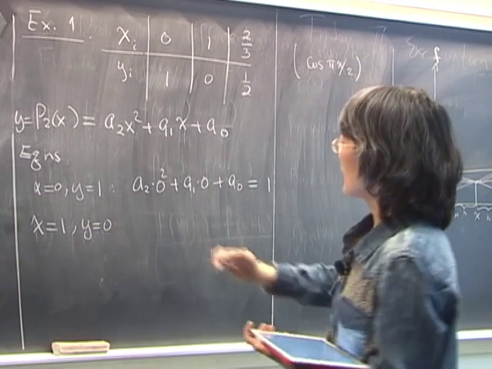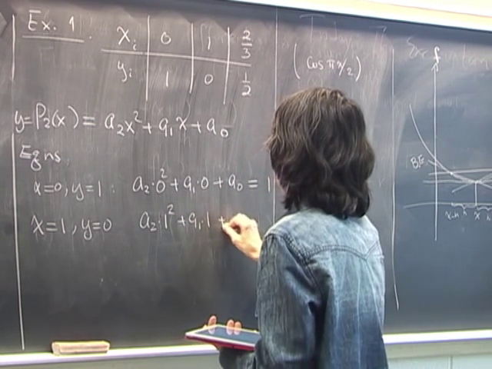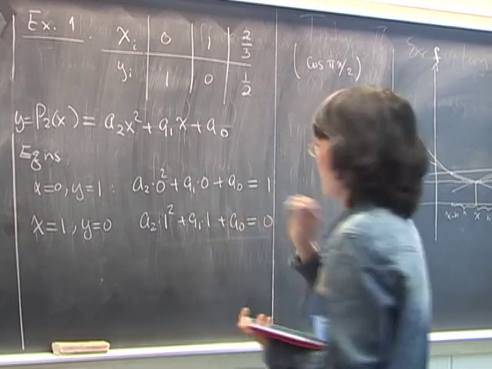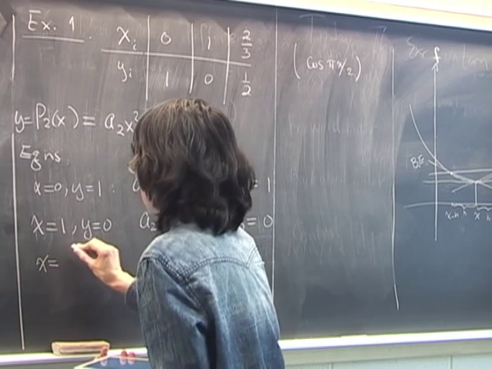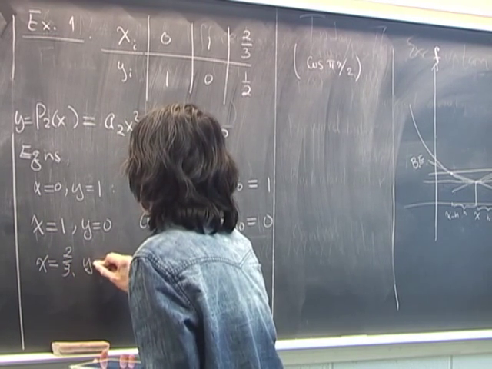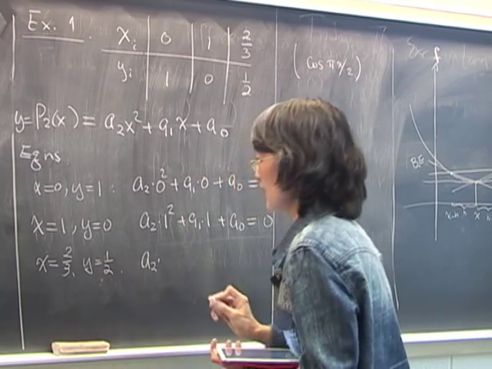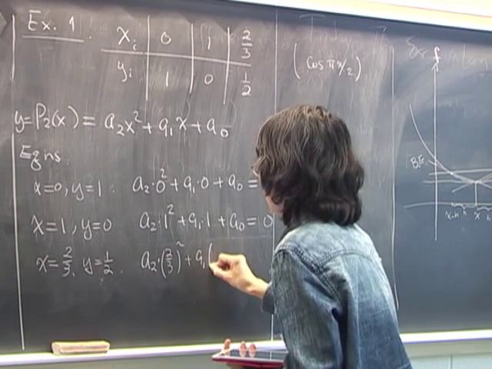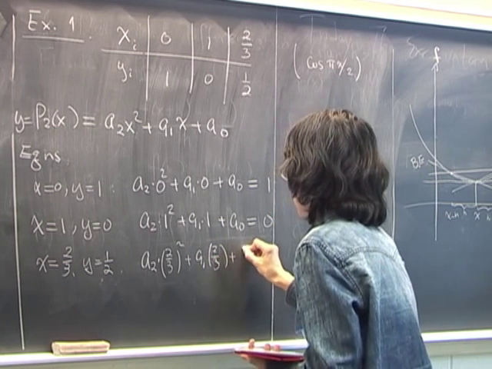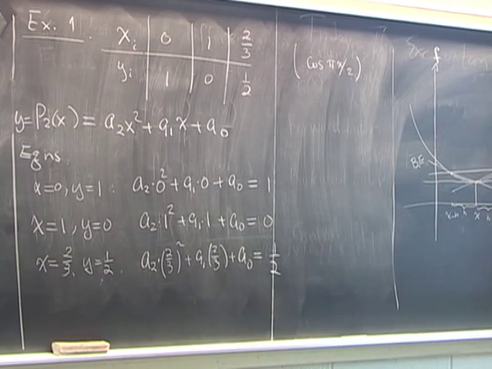So second one, x equals 1. So I have a2 times 1 squared plus a1 times 1 plus a0 equals 0. You see that? And the third equation, x equals 2/3, y equals half. Okay, so that will be a2 times 2/3 squared plus a1 times 2/3 plus a0 equals a half. Okay, you have 3 equations, you have 3 unknowns.